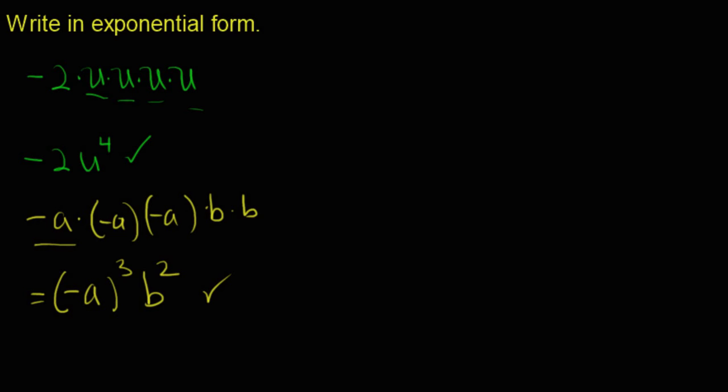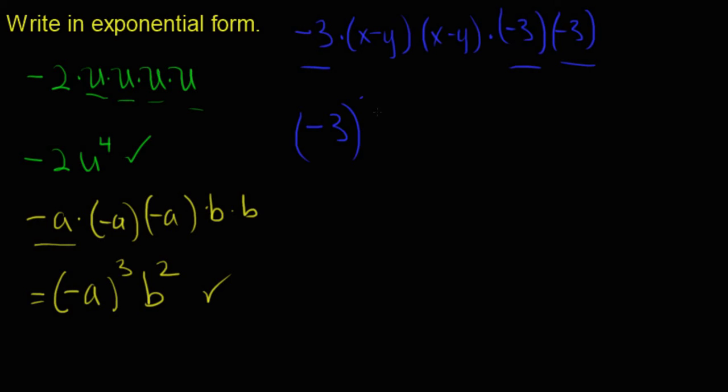Let's look at another example. Feel free to pause video. Negative 3 times x minus y times negative 3 times negative 3. Okay, so I have negative 3, 3 times. That's going to be negative 3 to the 3rd. I have 2 of these x minus y's, so it's going to be x minus y squared.